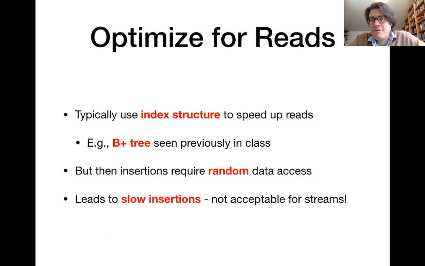On the other side, I could optimize for reads, and I'm not going to discuss that in too much detail because this is essentially what we have seen so far. You might remember the indexes that we have discussed, for instance the B+ tree, and those index structures are very helpful in order to find specific data quite efficiently. Typically, if I want to be efficient at reading data, then I can just maintain an index over the data.